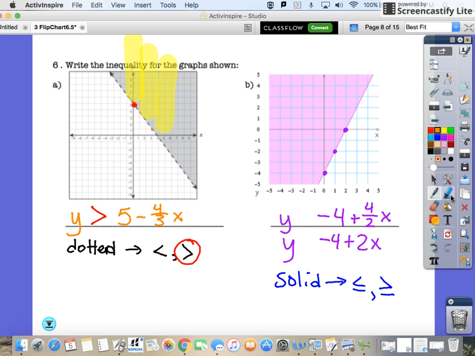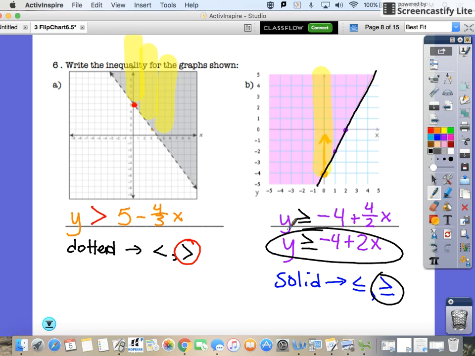So again, if we look at the starting value of -4, the numbers on the y-axis that are colored are not these low ones. These were not colored. They were not included. If we go up, that is the way that we shaded. We shaded the upper portion. So we are again going to use the greater than symbol, but because it's a solid line, we need to use the greater than or equal to.